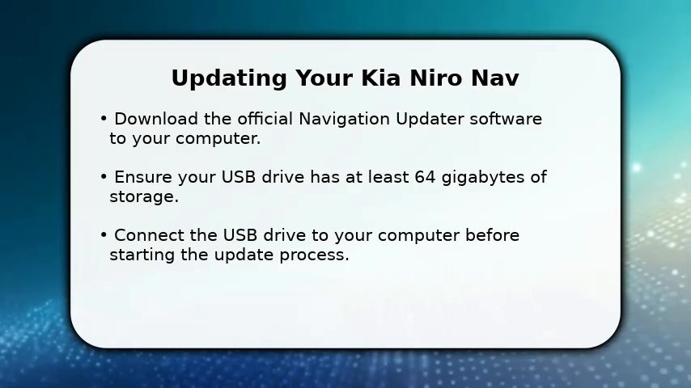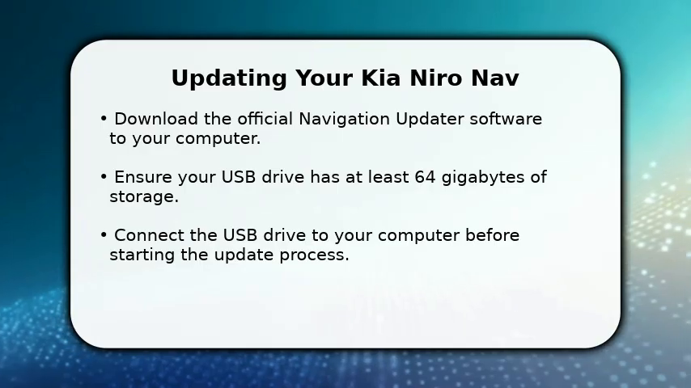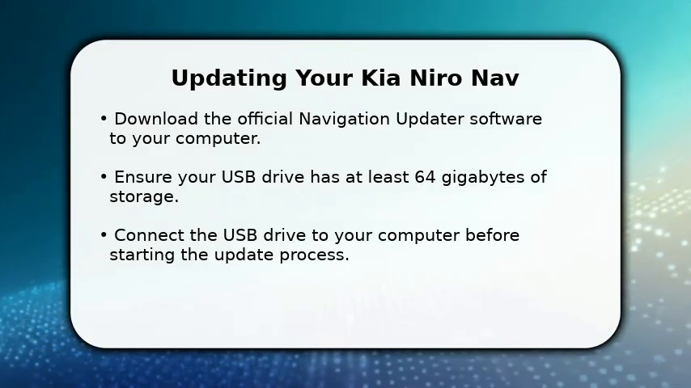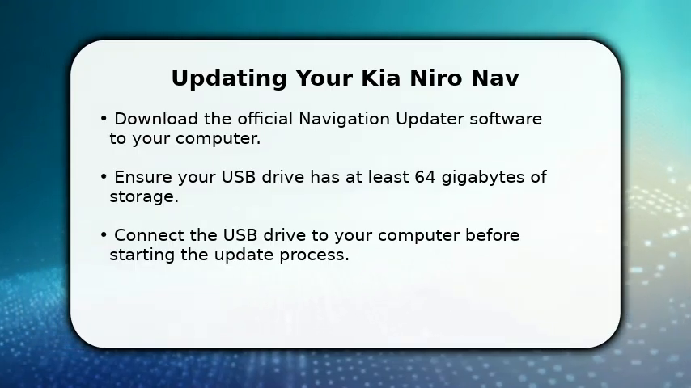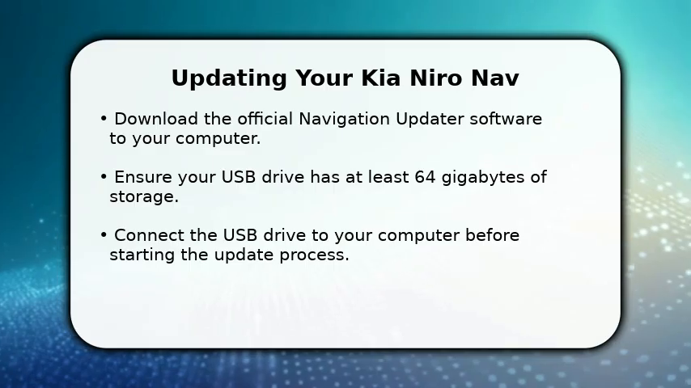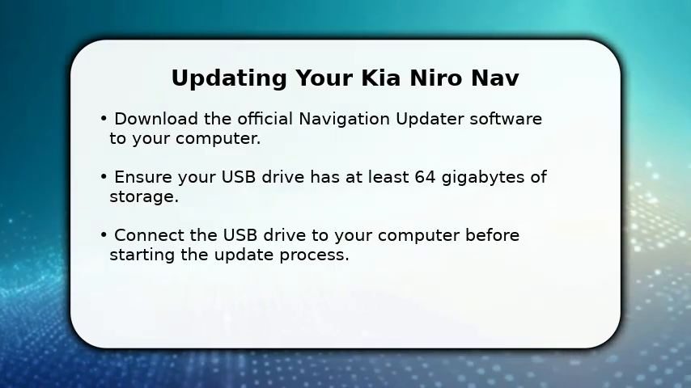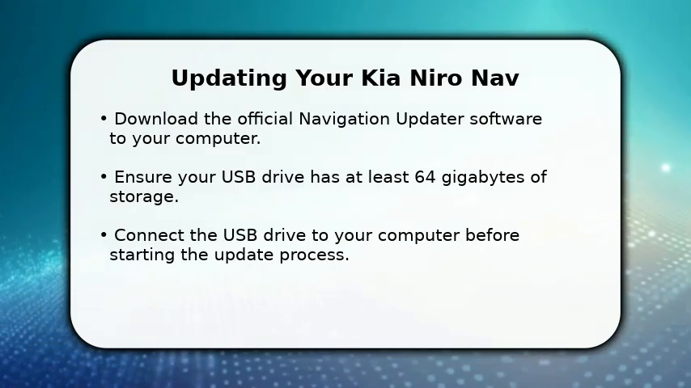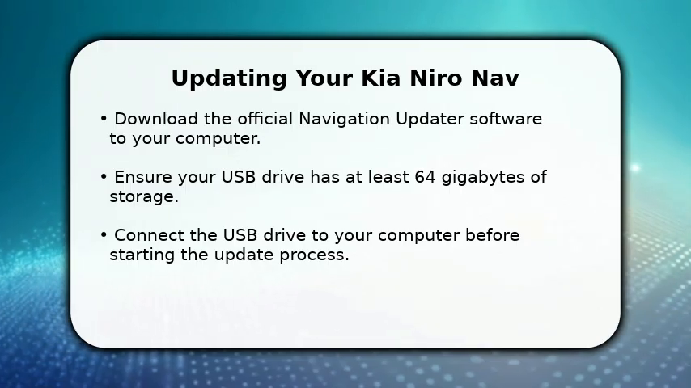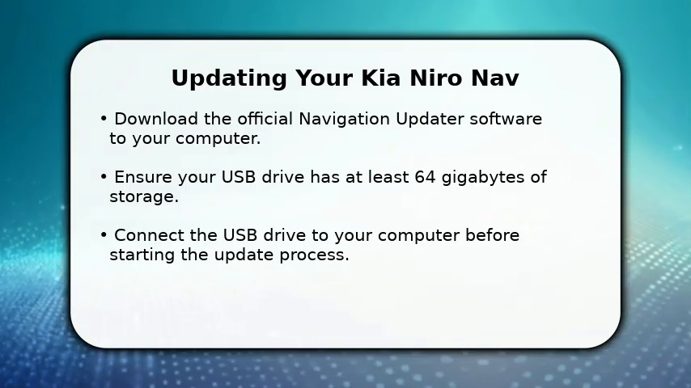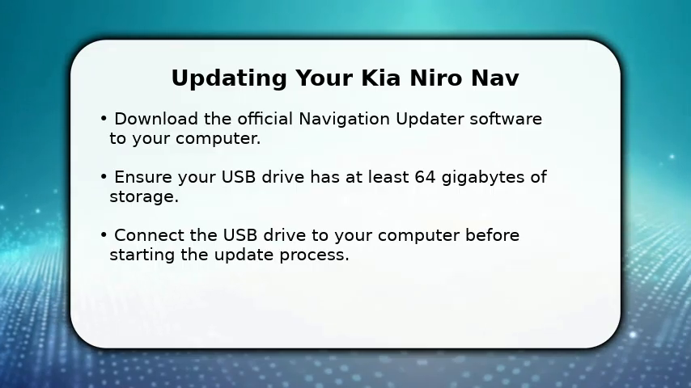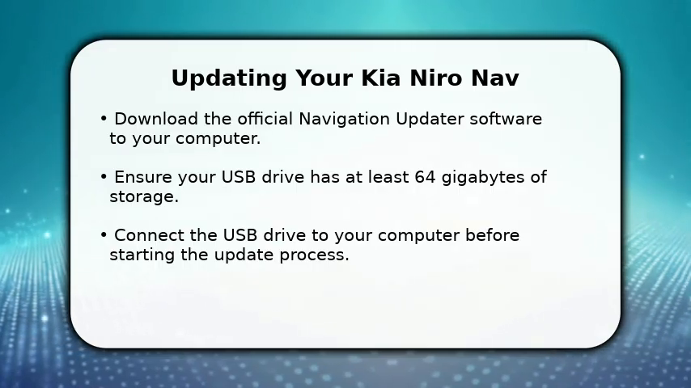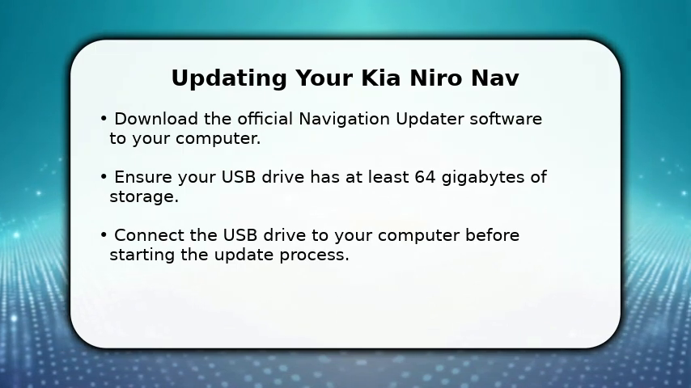In this video, I will explain how to update your Kia Niro navigation system. First, you'll need to download the official navigation updater software onto your computer. Make sure your USB drive has at least 64 gigabytes of storage capacity. Connect the USB drive to your computer before you begin the update process. This ensures the software can properly recognize and prepare the drive for the map data. Following these initial steps will set you up for a smooth update.